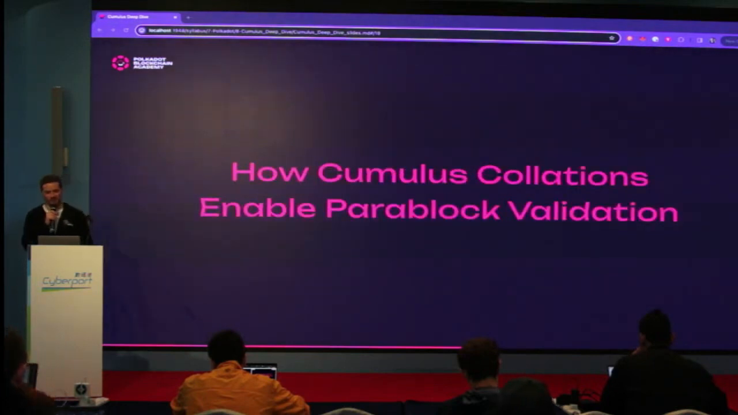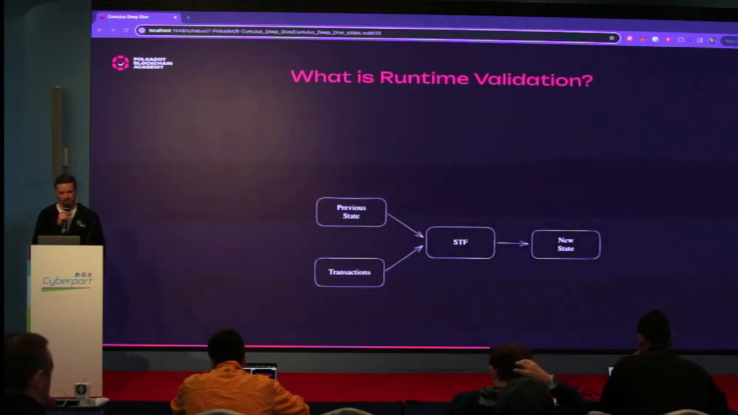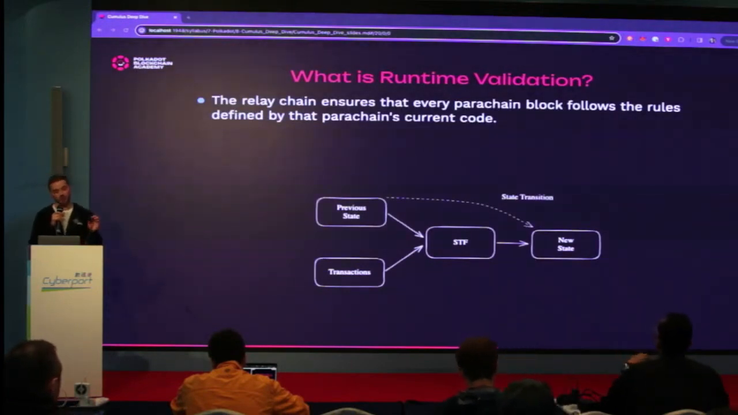All right, so we're gonna take a look at how Cumulus collations enable parablock validation now. What is runtime validation? It is when the relay chain ensures that every parachain block follows the rules defined by that parachain's current code. So we saw this diagram earlier. We are taking previous state and transactions and a state transition function. We are applying those transactions to the previous state, following the rules of our function, and we get out some new state.